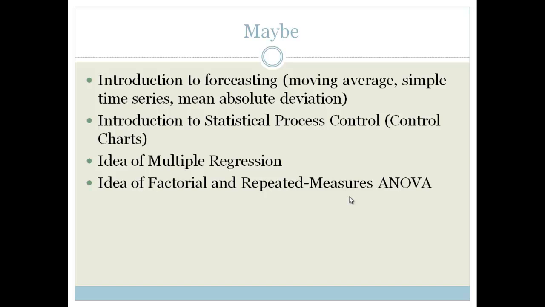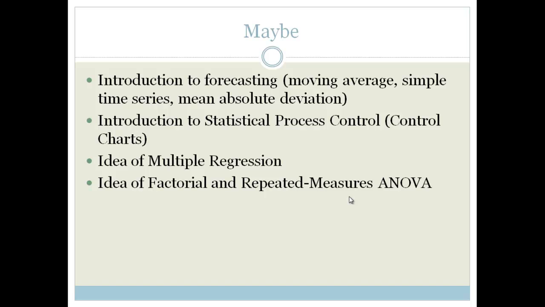So now instead of just using advertising to predict sales like we might do in a simple linear regression, we would use advertising, amount of money we spend on research, the number of salespeople we have, and so on. So it just kind of goes in what I would consider a natural progression.